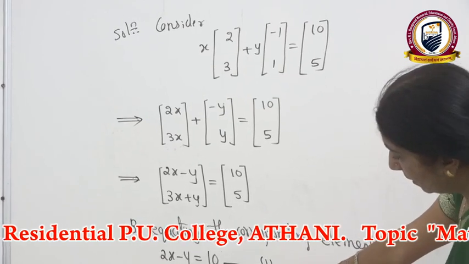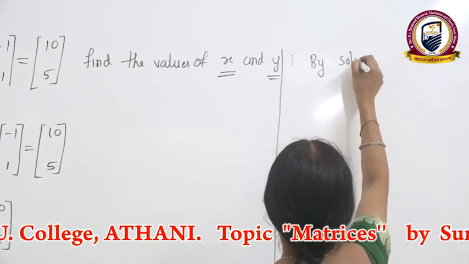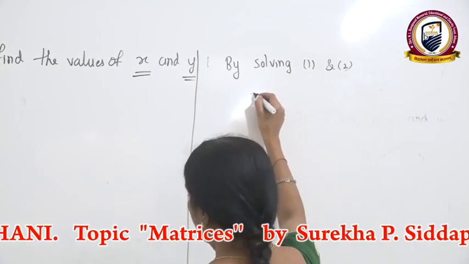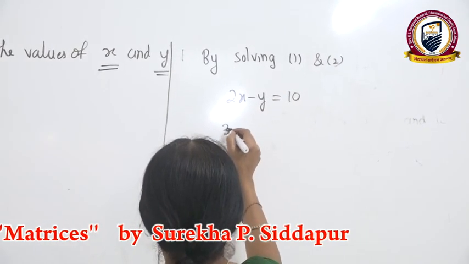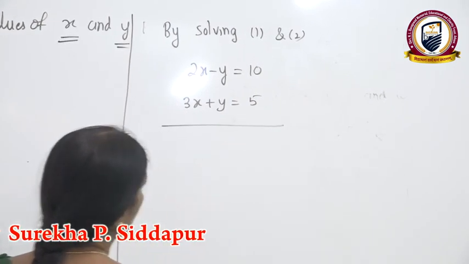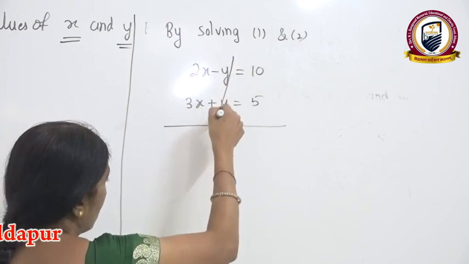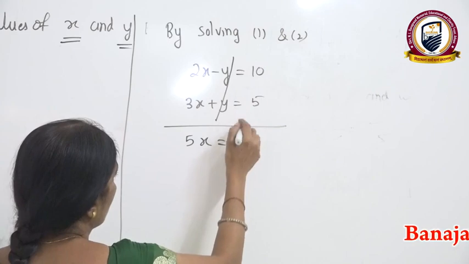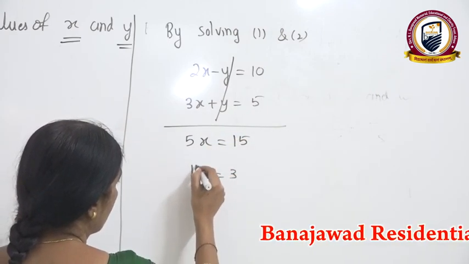By solving these two equations, tell me, is it necessary to change the sign? No. Why? Because this is minus y, this is plus y. They get cancelled. 2x plus 3x is 5x. Here 10 plus 5, 15. Then what is x? x will be 3.